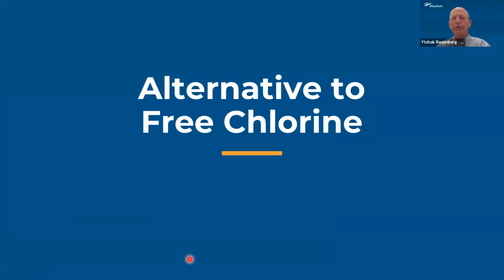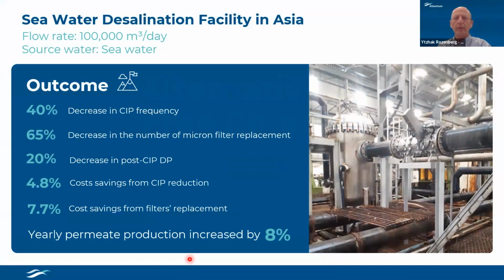Okay, it's a kind of small detour that I'm taking you on. Alternative to free chlorine. Please note, we shared the next slide with you during the RO protection webinar that we conducted several weeks ago. I would like to bring up the ability, if possible, not to use free chlorine at all. This is a case study of a big desalination facility, 100,000 cubic meters per day, seawater, where they are not using any free chlorine at the facility.